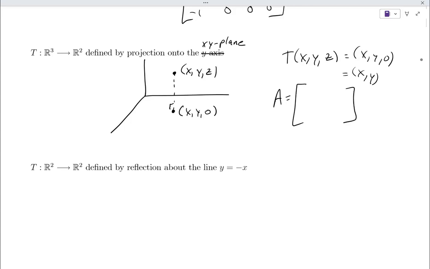What will be your first row? It'll be 1. So looking at this component here, how many x's do you have? How many y's do you have? And how many z's do you have? 0, right? So it'll be 1, 0, 0.